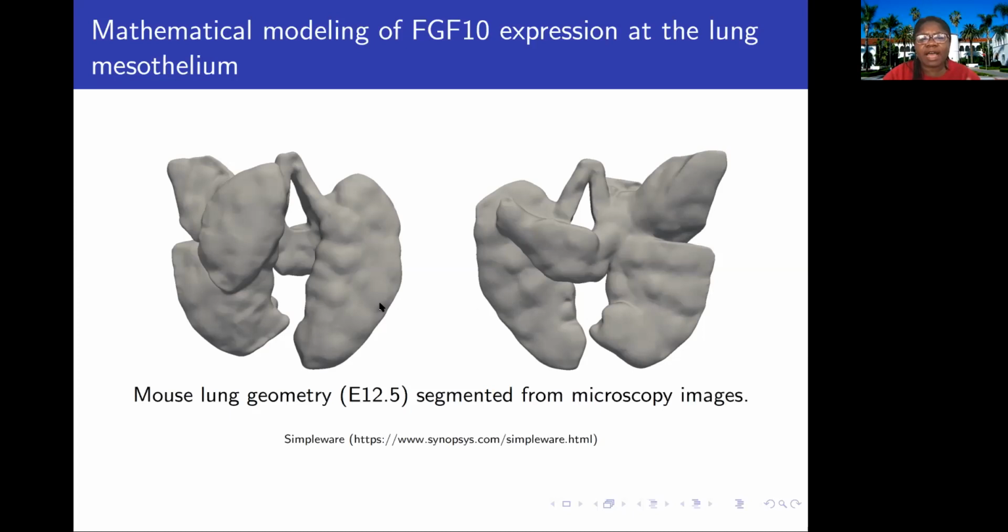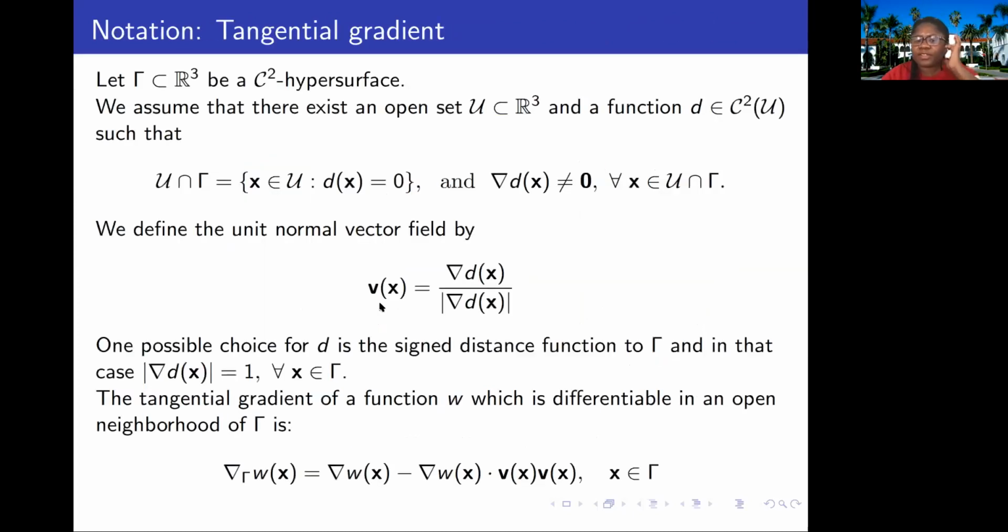After segmenting these lungs, for us to be able to use the reaction diffusion models, we solve them using the finite element method to see how these patterns are being expressed. Before I go into the model, I'll give you some notation. Here we describe gamma to be a subset of R3, and that gamma is a C2 hypersurface. So that's going to define our mesothelium.